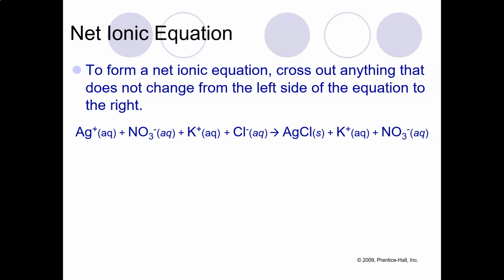So here's an ionic equation. It's the ionic equation that we made in the last problem. So to turn it into a net ionic equation, here's what we need to do. We need to look for what are called spectator ions.